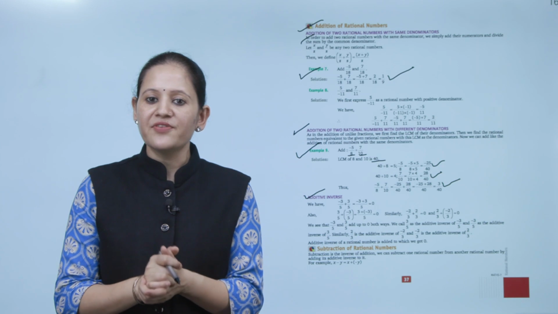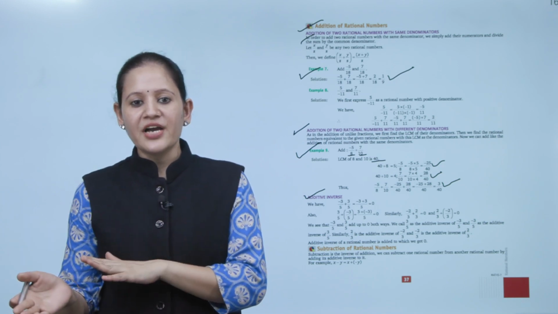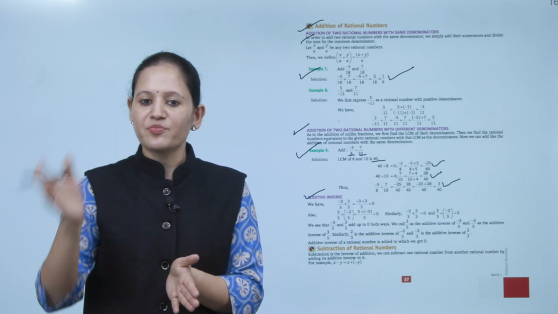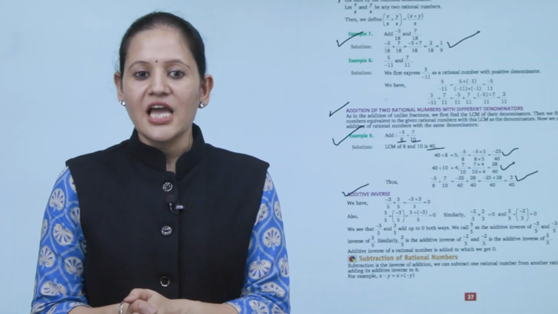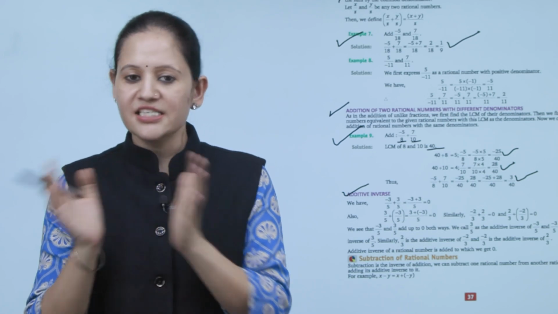We call 3 by 5 the additive inverse of minus 3 by 5, and minus 3 by 5 is the additive inverse of 3 by 5. Similarly, 2 by 3 is the additive inverse of minus 2 by 3, and minus 2 by 3 will be the additive inverse of 2 by 3. Additive inverse is the rational number which, when added, gives 0.